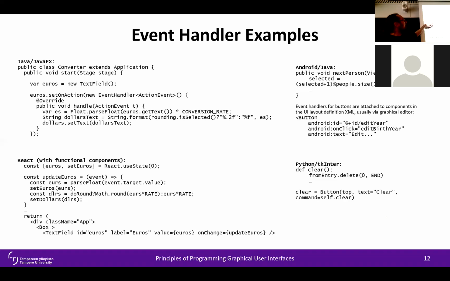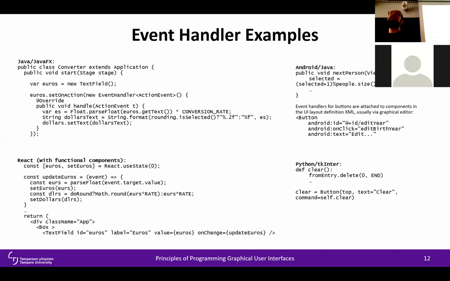And then here is the actual code, public void handle, and here we get the event object, action event. And here I'm passing the text of the euros. I get the text out of that, put it in the float, convert it, make it the string, and then, well, it's not visible here, but there is another text field, dollars, and I set the text. Simple code that can be processed pretty fast.